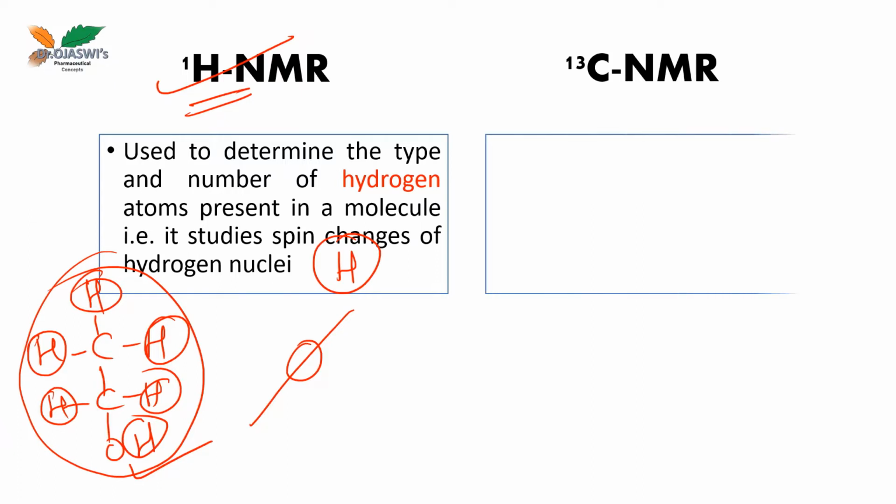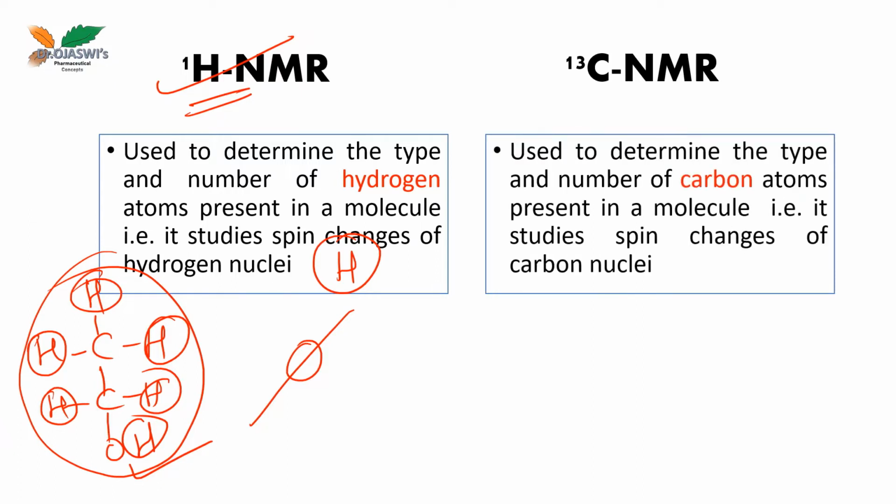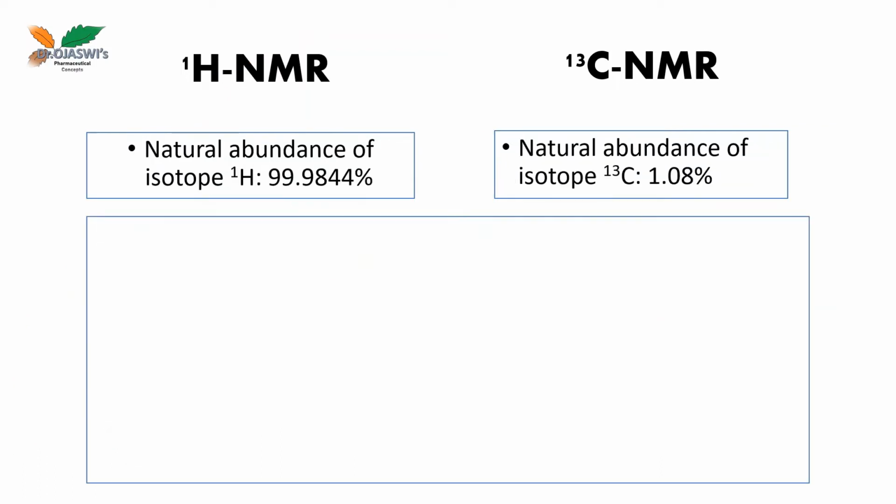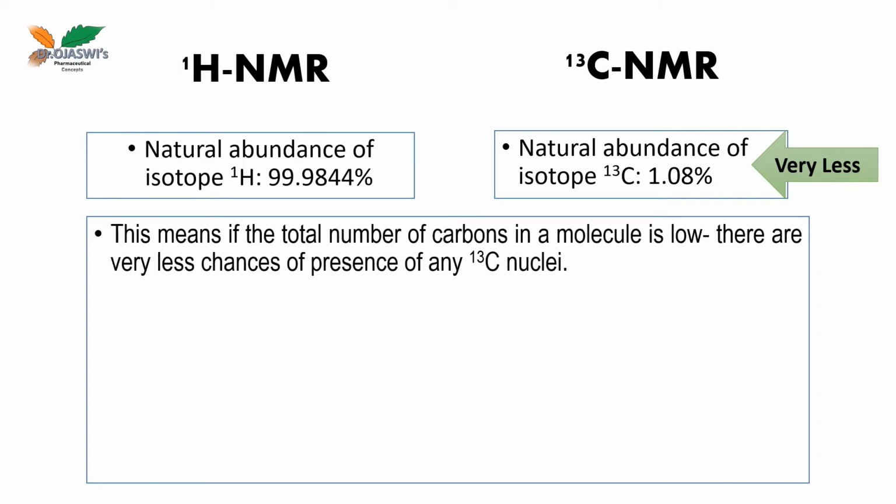And similar kind of information about carbon we get from 13C NMR. That is, it studies spin changes of carbon nuclei. So information about these carbons can be obtained using this spectroscopy. We have seen earlier that natural abundance of 1H is very high in nature. So if the total number of carbons in a molecule is low, then there are very less chances of presence of any 13C nuclei.